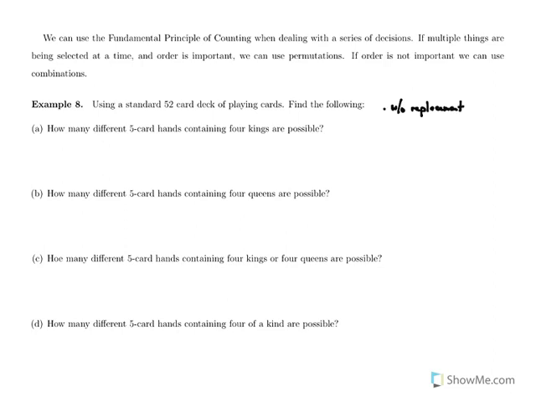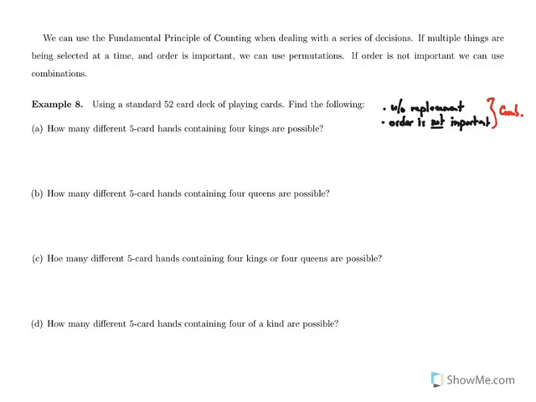Because you cannot have one card be 2 cards in your hand at the same time. You have to have 5 different cards. And also, order is not important, as it doesn't matter the order of the cards in your hand. You can just shuffle them around and you still have the same hand. So this tells us that we are going to use combinations.